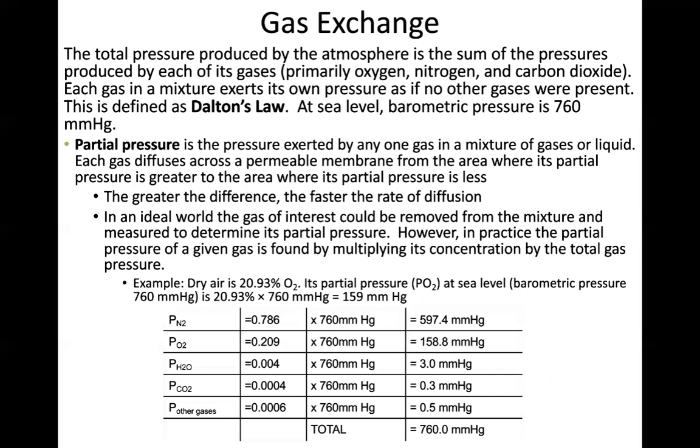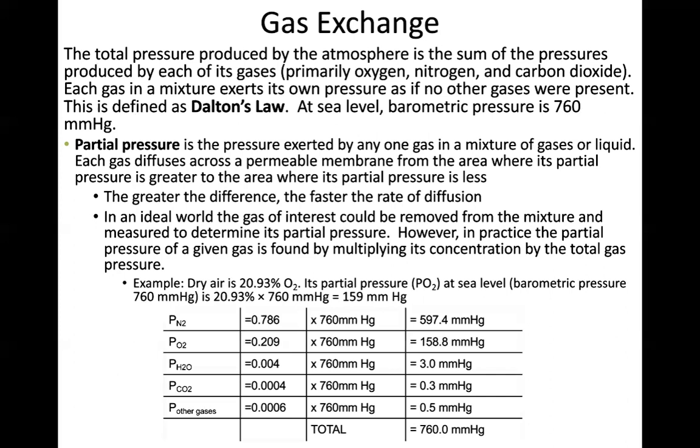Okay? And each gas diffuses across a permeable membrane from the area where its partial pressure is greater to the area where its partial pressure is less, which is a great lead into what we'll be getting into in just a little bit. The greater the difference in pressures, the faster the rate of diffusion. So in other words, the bigger the pressure gradient, the faster the rate of diffusion.